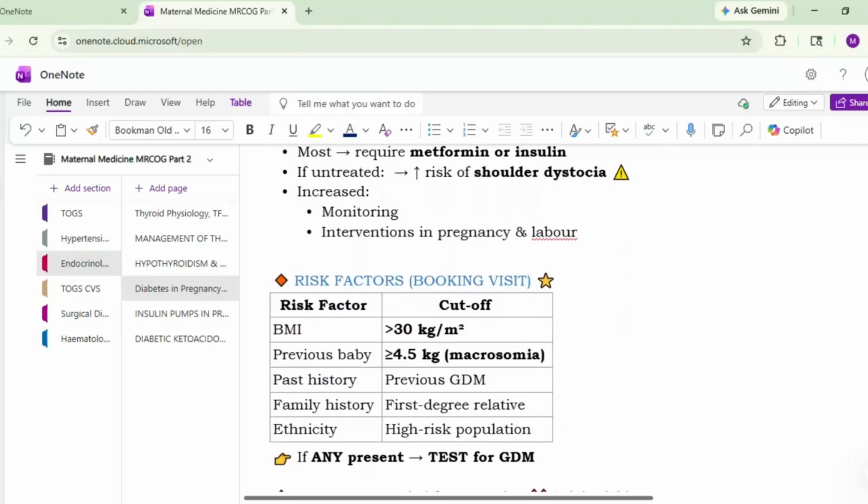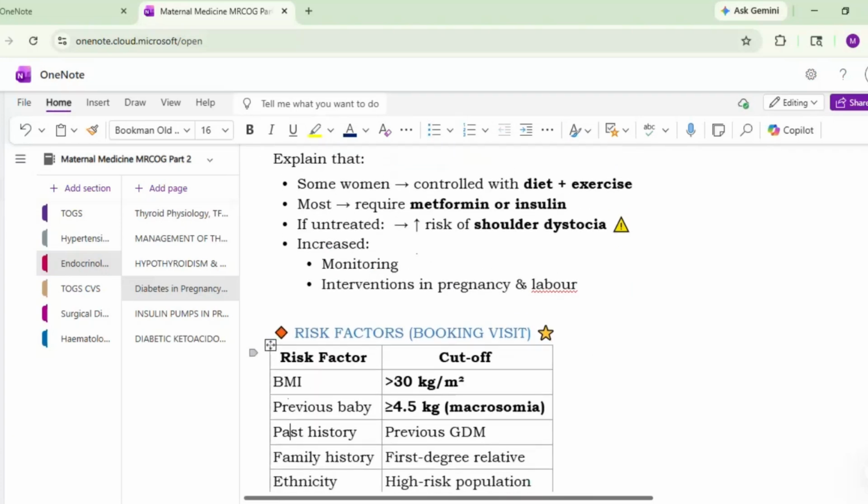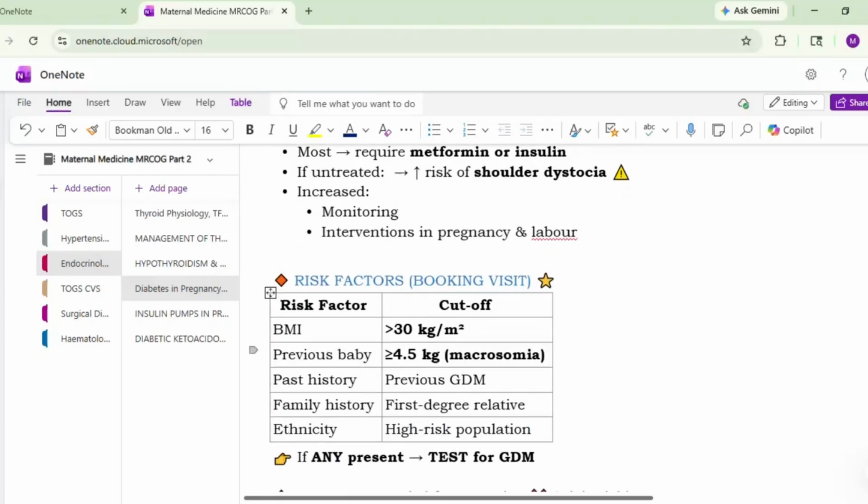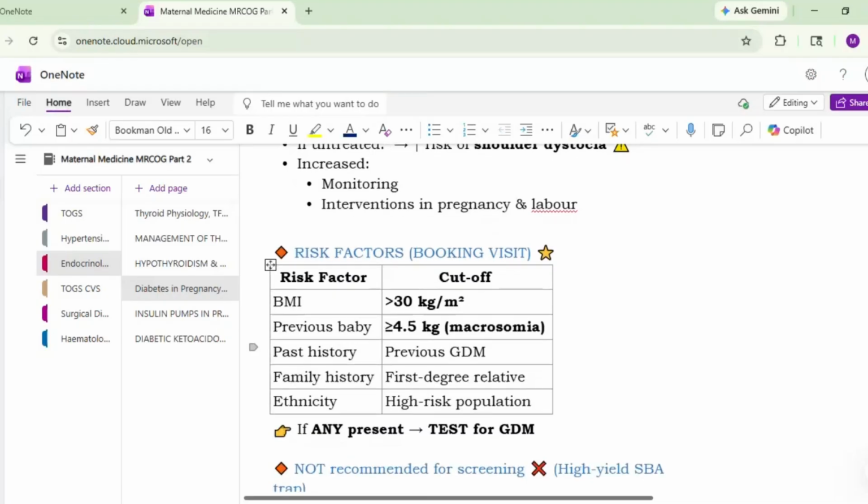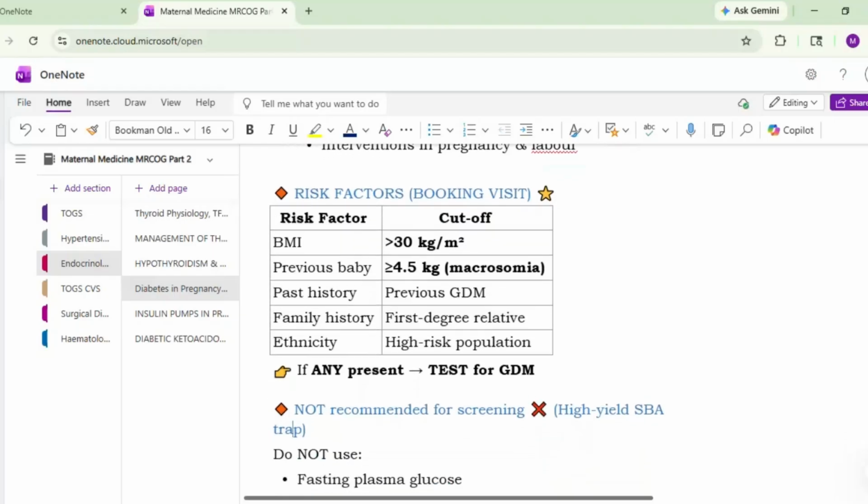So what are the risk factors we need to look for in the booking visit? At the booking visit, we will look for these high risk factors: BMI more than 30 kg per meter square; a previous baby of 4.5 kg or more; a past history of GDM or a first degree relative with diabetes mellitus; and belonging to a population with a high risk of diabetes, such as an Asian population. If any of these are present, we will test these ladies for GDM. The timing of the testing is very important, which we will discuss soon.